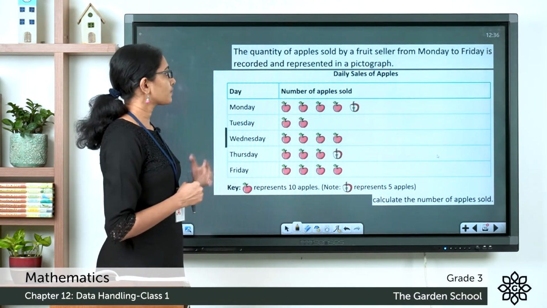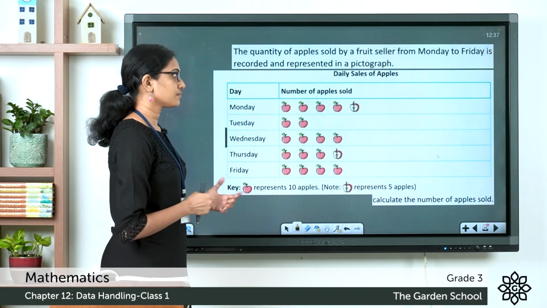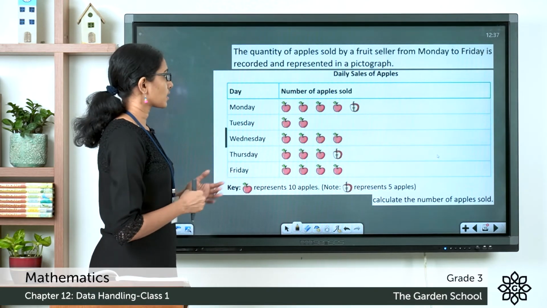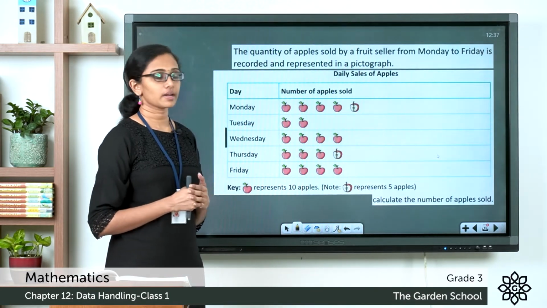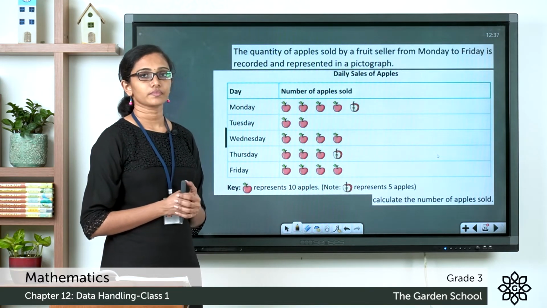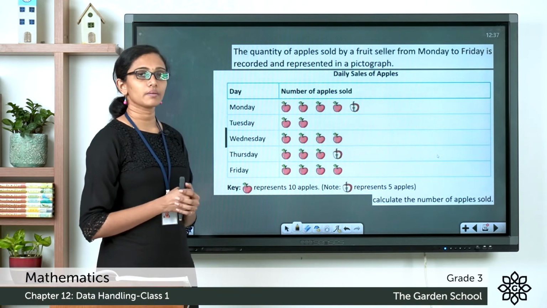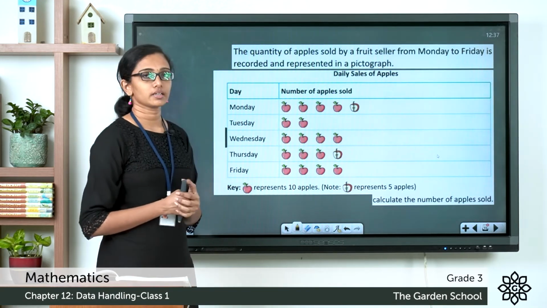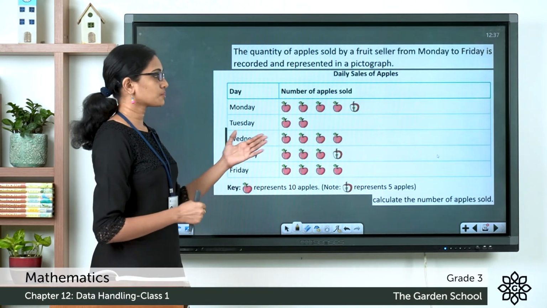The quantity of apples sold by a fruit seller from Monday to Friday is recorded and represented in a pictograph. You have to calculate the total number of apples sold on each day. How do we do that? We are given this pictograph.